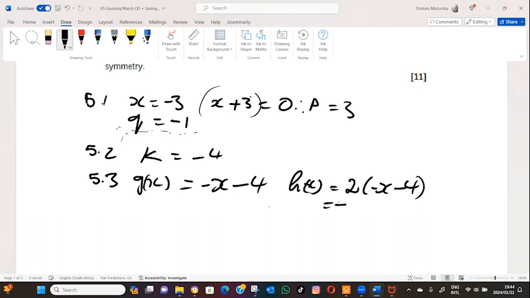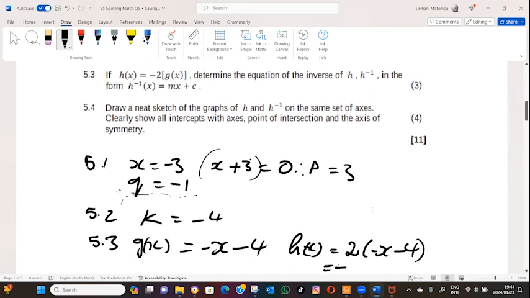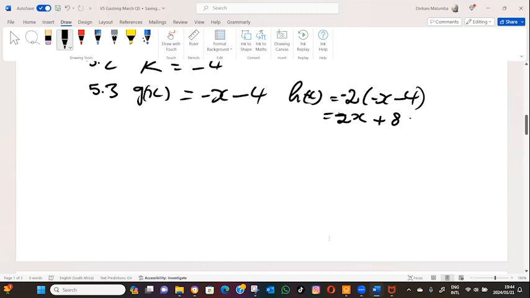This will be minus, it will be, did they say? No, they said minus 2, sorry. Here there's a minus. So it's going to be plus 2x, then plus 8. Okay. Now, this is the new equation.